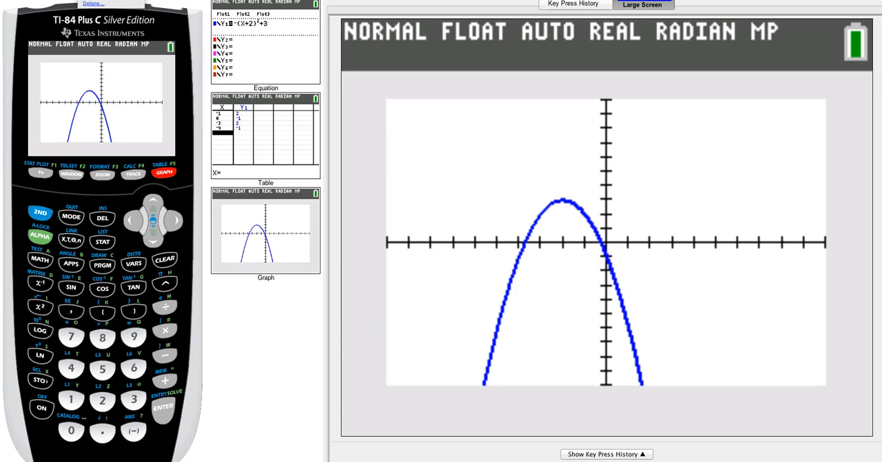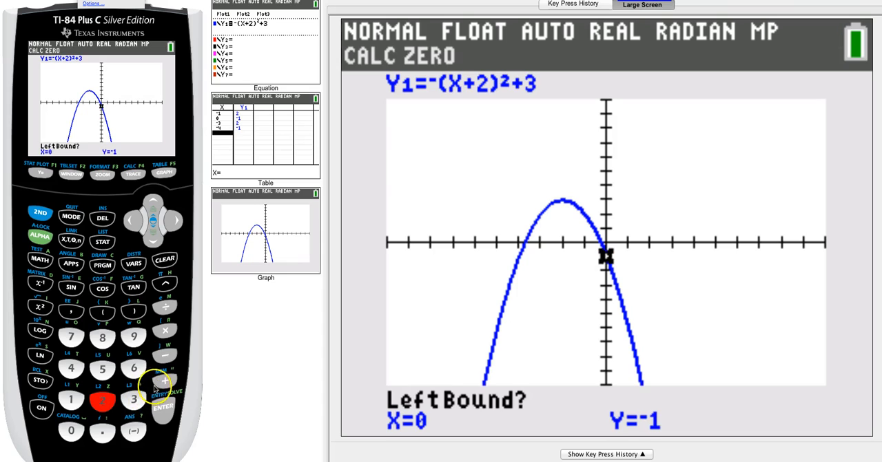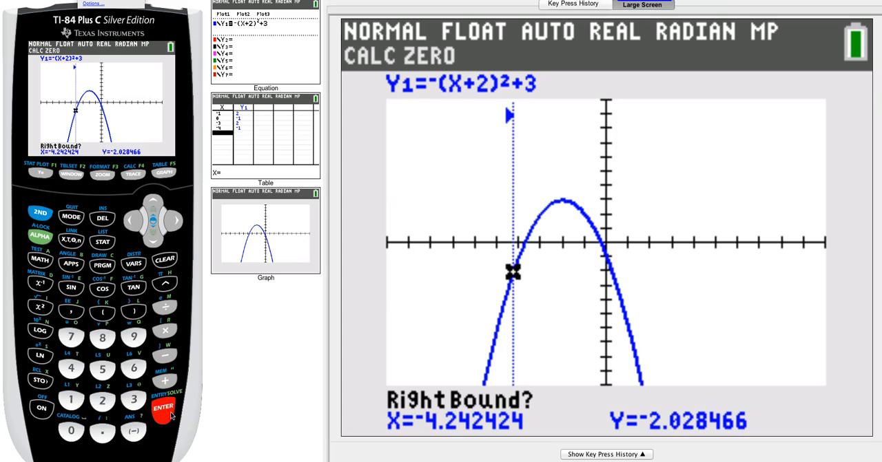Yep. Second, trace, which means calculate. Excellent. So second, calculate. I'm going to calculate something. I'm going to calculate my zeros. Beautiful. So I could either go down to number 2 or I could just hit the number 2. All right. Left bound. So I'm going to bring my sprite. I'm going to go left to right. So left bound. All right. So pay attention to this, right? So left of the x-intercept, hit enter.